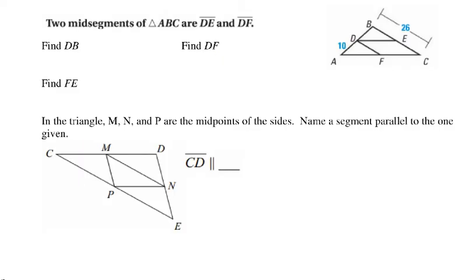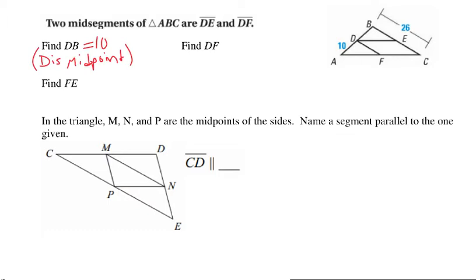So here's where we're going to actually figure out the different dimensions and sizes. First off is DB. DB is right here. If we know that DF and DE are midsegments, that means that D is the midpoint of AB. So that means it's half this length, so DB needs to be 10. And that's because D is the midpoint.